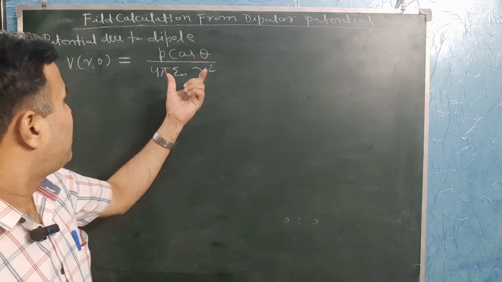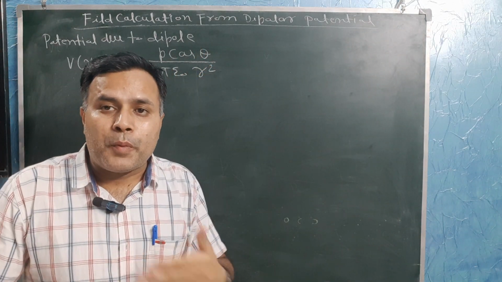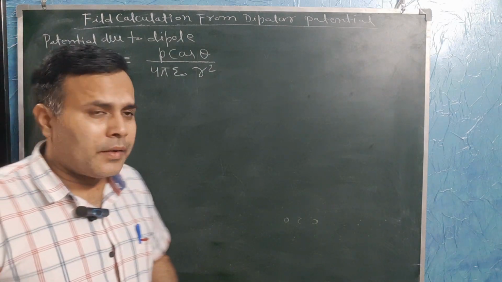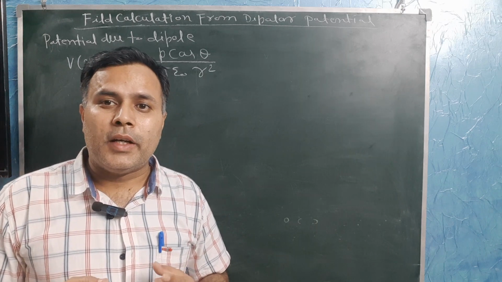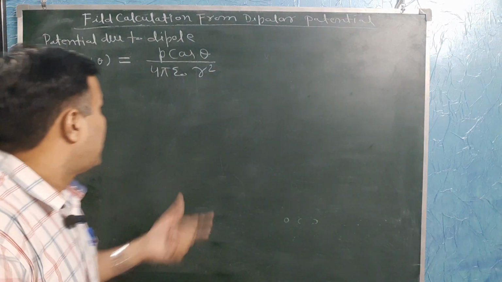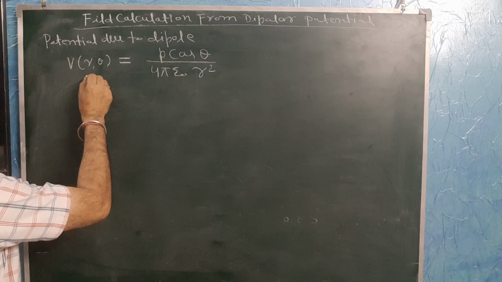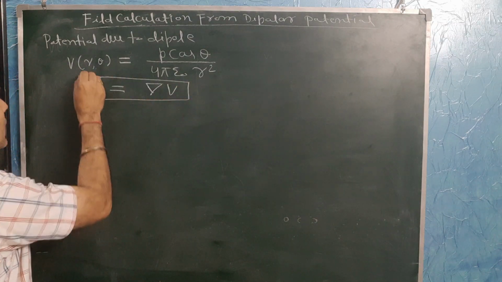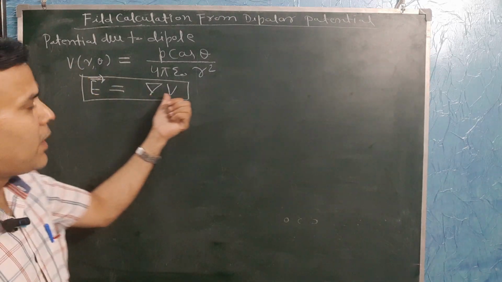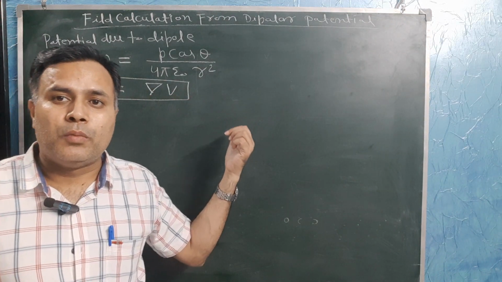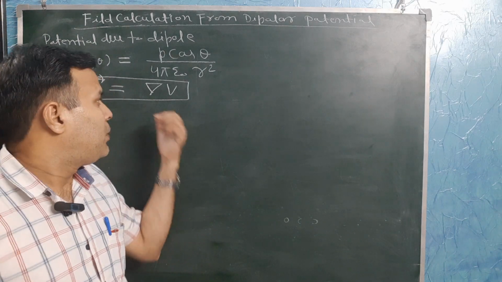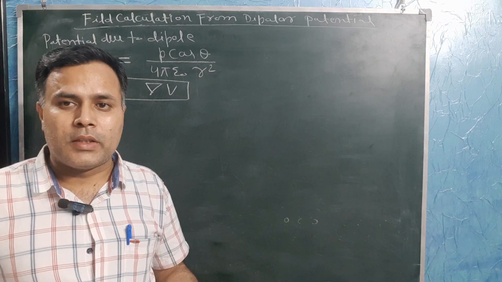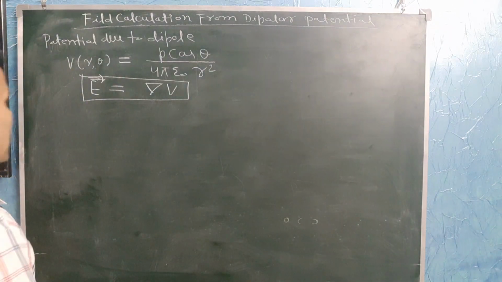Now, for a given potential, how do we obtain the profile of electric field? We know that there is a relation between field and potential, and that relation is simply that the electric field is the gradient of potential. This is another very important formula which establishes the relation between field and potential: electric field is simply the gradient of potential.